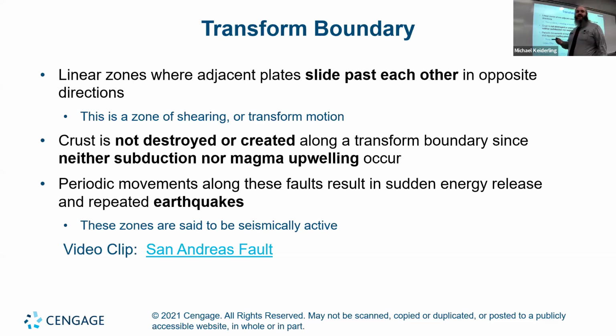So this is a region with shearing or transform motion, the side to side sliding. Crust is not destroyed or created along a transform boundary because neither subduction nor magma upwelling occur. But because you have these big plates sliding against each other and they have friction, they'll stick. And when they unstick, you get earthquakes. So the periodic movements along these faults result in sudden energy release and repeated earthquakes. So these zones are seismically active. And the most famous of these is the San Andreas Fault in California.